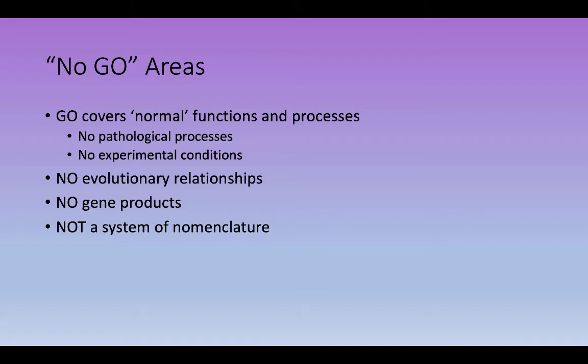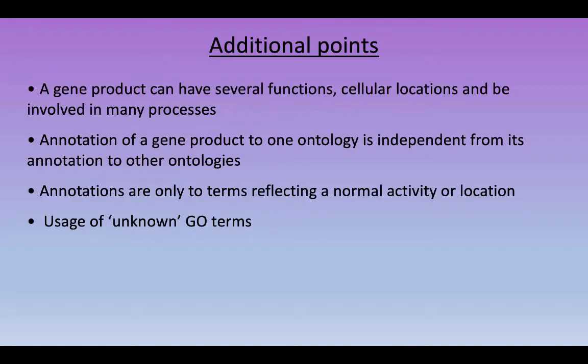There are no specific gene products. We're not concerned with a specific protein or any of these things. We're not interested in metabolites and things of that sort. We're thinking of biological processes, molecular functions, and cellular components. And this is not a system of nomenclature, so it's not like a traditional system. This is an ontology. So the relationships among these things are what's really important.